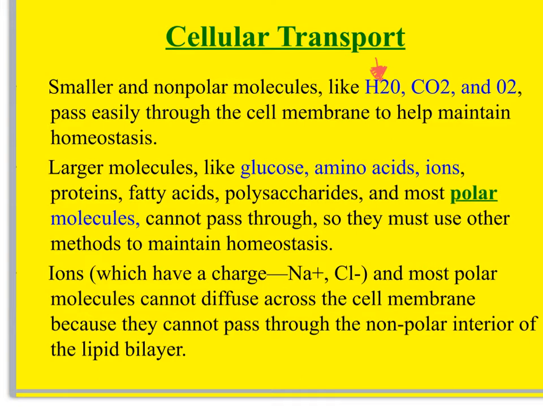Then you have your large molecules, like glucose, which is a larger molecule, amino acids, things like ions that have a charge, proteins. Most polar molecules are not going to go through. So anyway, these things are going to be harder to pass through, so they usually have to go through a protein or possibly an active transport method. So again, ions and most polar molecules cannot go through the cell membrane because they can't get past that nonpolar area.